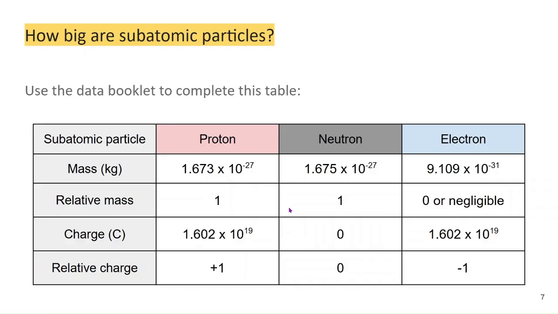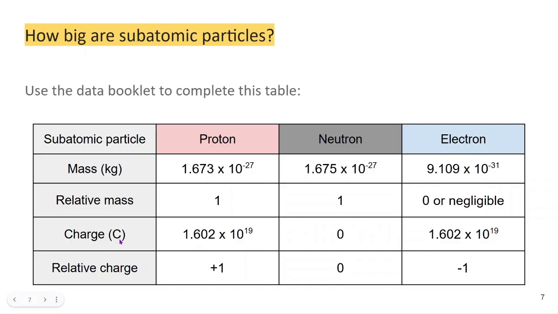When we think about the charge of each of these subatomic particles, protons have a charge of 1.602 times 10 to the 19. This is coulombs, which is an electrical unit. Electrons have the same exact charge, right? 1.602 times 10 to the 19. Protons are positively charged, electrons are negatively charged, right? But they have the same value, the same strength of charge. And neutrons are not charged, so they are 0, right?